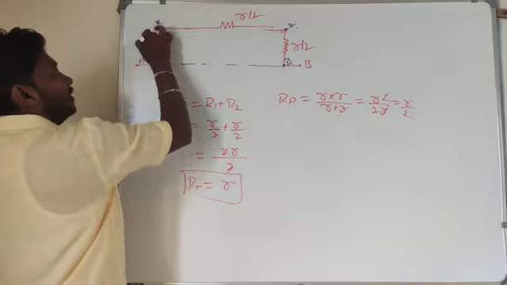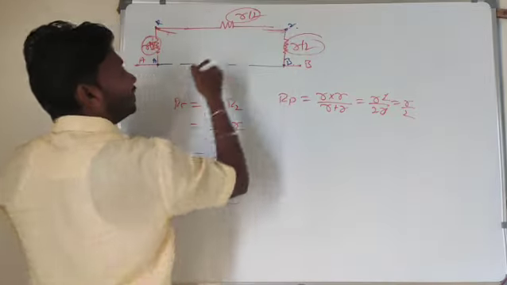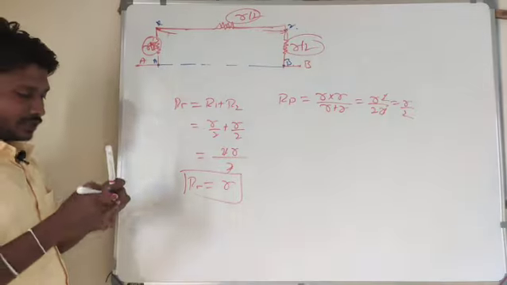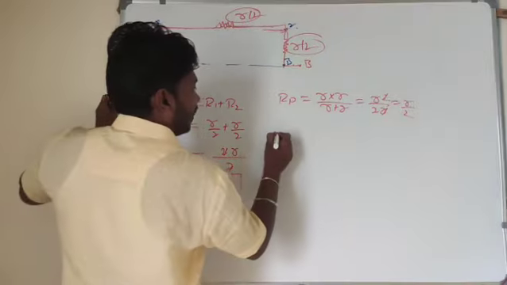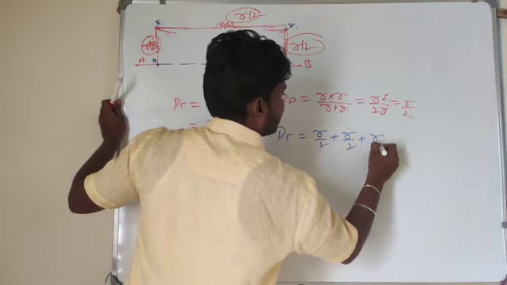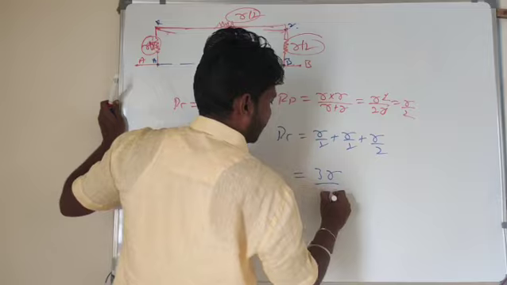Finally, R by 2, R by 2 and R by 2. What is the nature of combination? End to end only. End to end means series connection. So I got the effective resistance R by 2 plus R by 2 plus R by 2, so that is 3R by 2.